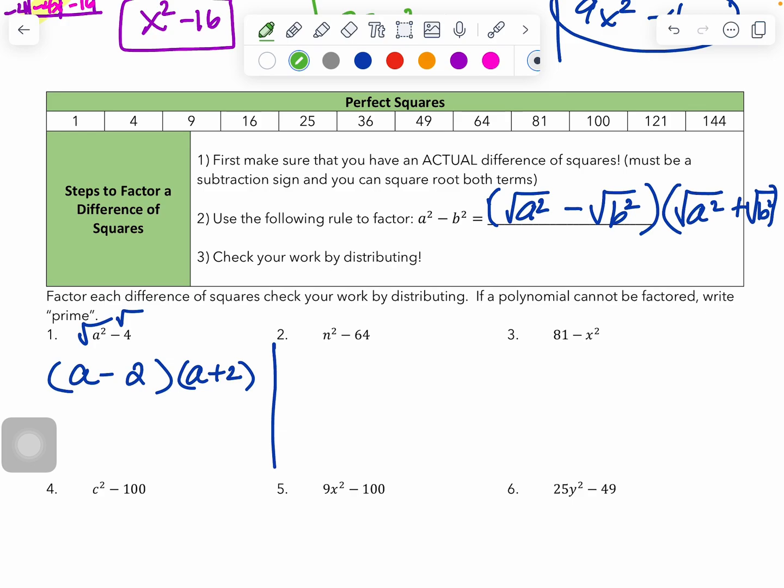Let's look at the next one. Square root of n squared is n. Square root of 64 is 8. So we have n minus 8, n plus 8.